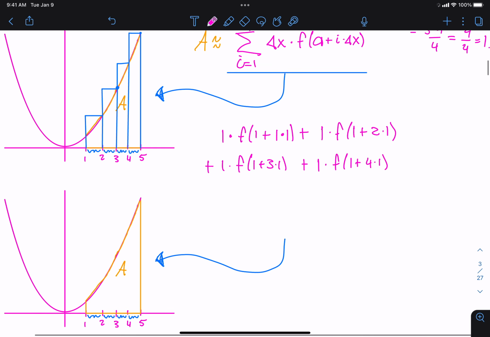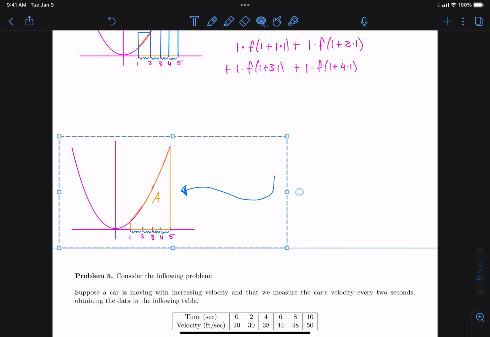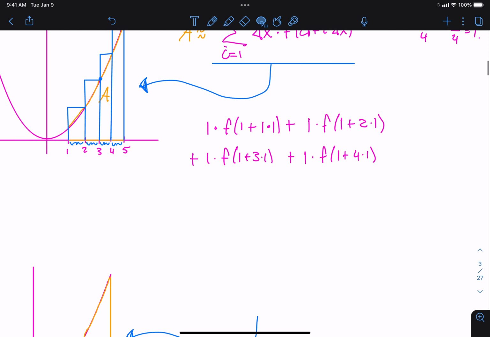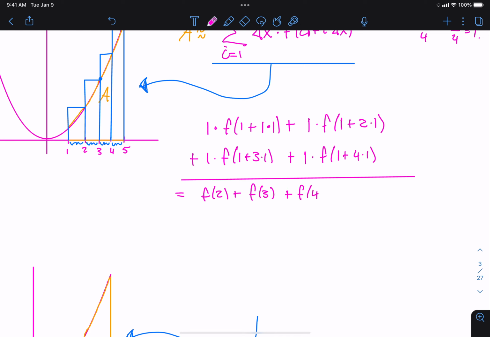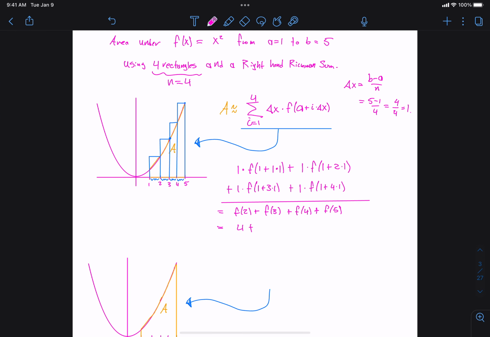So if we simplify this, what do we get? We just get f of 2 plus f of 3 plus f of 4 plus f of 5, which, since the function f is x squared, we can plug all those numbers in and we get 4 plus 9 plus 16 plus 25, which I think is 54.